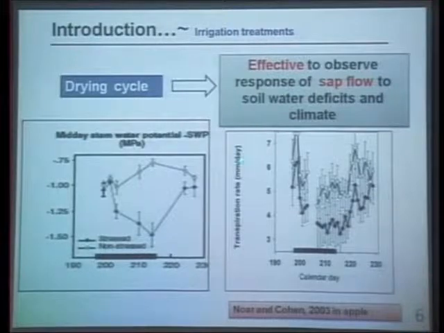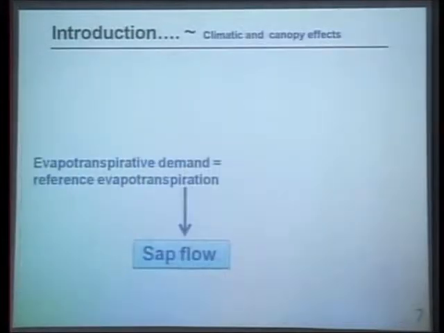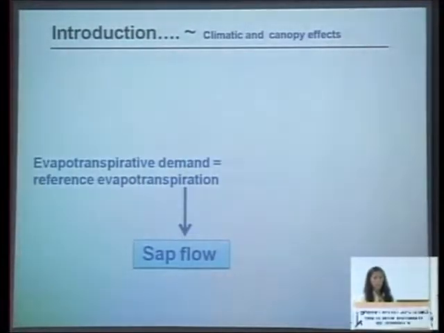Similarly, the transpiration rate, meaning the sap flow, showed a significant decrease in the drying plot, the stress plot, while we were unable to find it in the non-stress plot. It means the drying cycle can be used to know the sap flow response. Without considering climate, we cannot develop a good irrigation protocol.